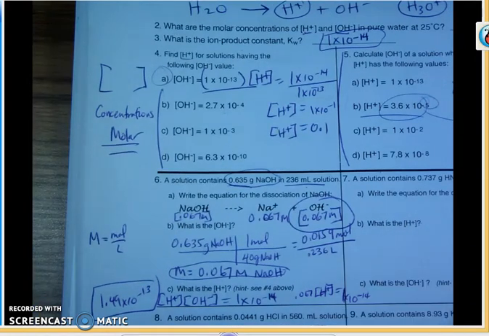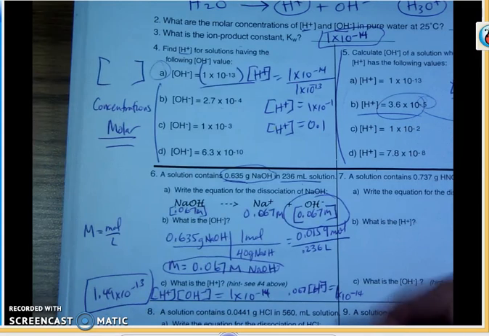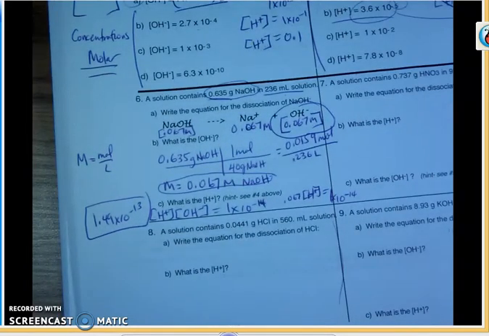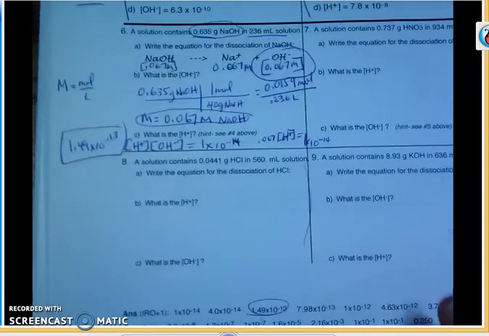I already finished number 6. Go ahead and finish number 7, number 8, and number 9. Alright, you see there's answers at the bottom here. There you go, that answer goes there.